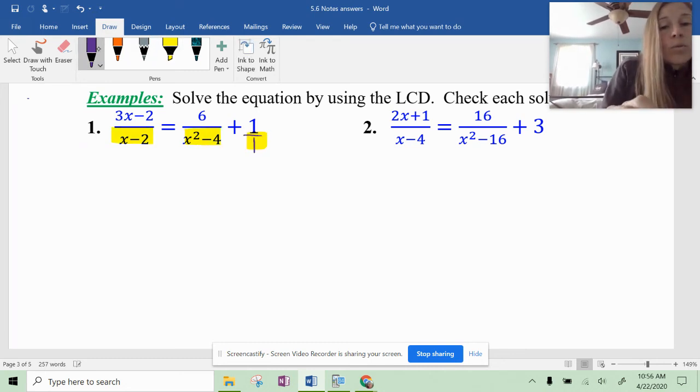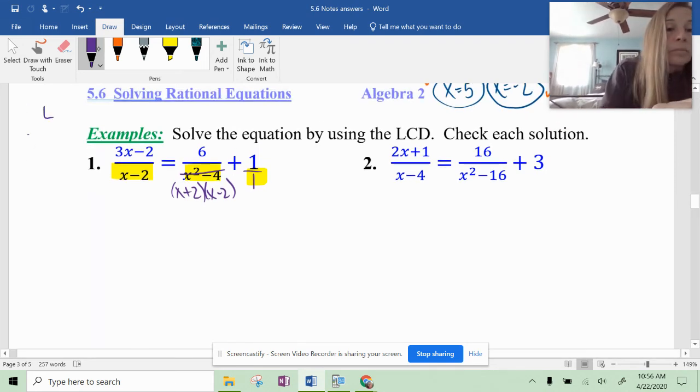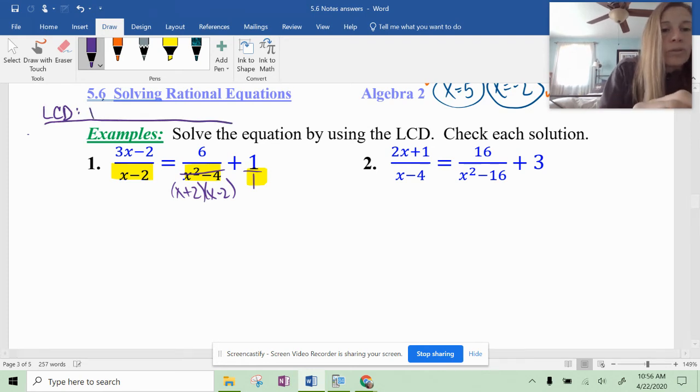This one here is a 1, right? And then this one is x plus 2 and x minus 2. So I'm just going to kind of factor that out to get it set up. Now, because we have 3 different denominators, we have to use LCD method for this problem. Our LCD here would be 1, which we don't really need to worry about, times the different binomials that we see, which are x minus 2 and x plus 2.